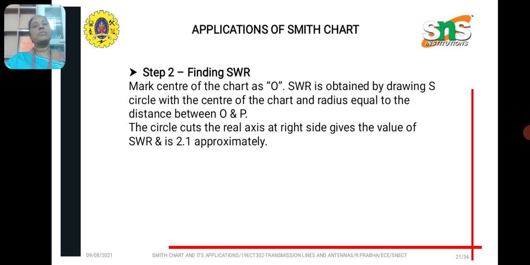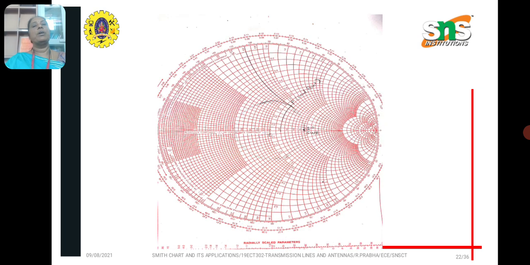And the second step is finding the SWR. In order to find SWR, we have to mark the center of the chart as O, and SWR is obtained by drawing an S circle with the center of the chart as center and radius equal to the distance between O and P. The circle cuts the real axis at the right side and gives the value of the standing wave ratio. According to our problem, it is approximately 2.1.